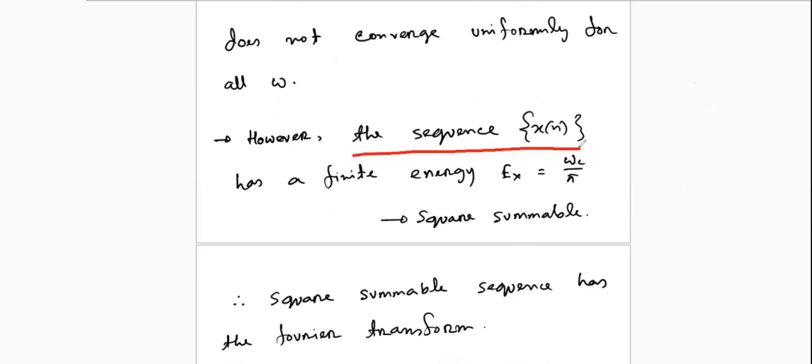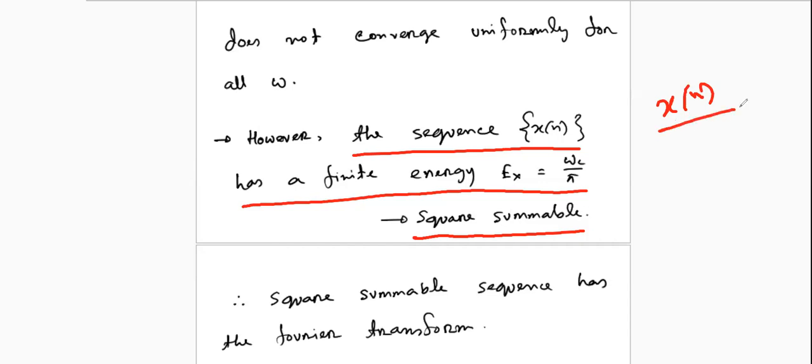However, the sequence x[n] has a finite energy. What is that? This is the square of the sequence. Now the second condition comes here. If your sequence x[n] is an energy sequence, or you may say that if you have the square summability of this sequence, then we can say that it also has the Fourier transform. So that is again a sufficient condition for any sort of sequence.